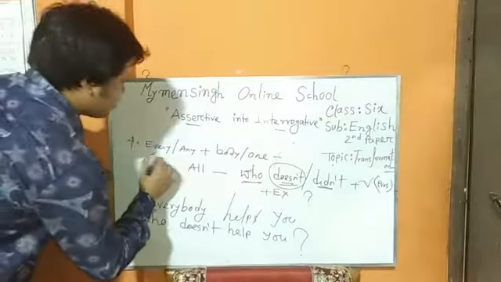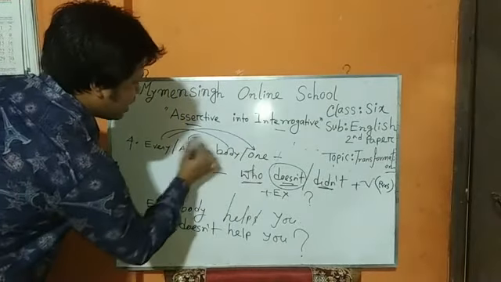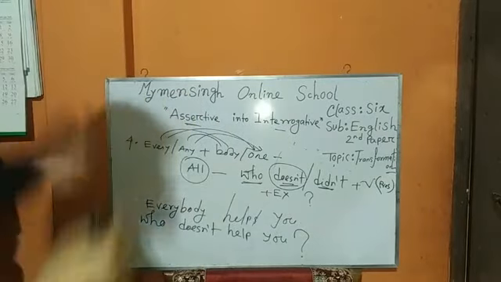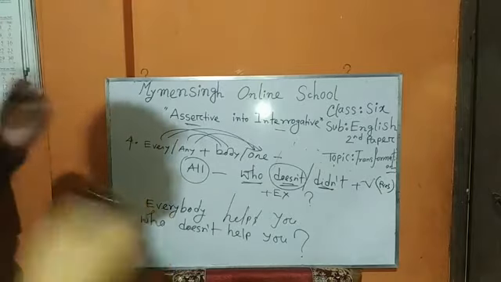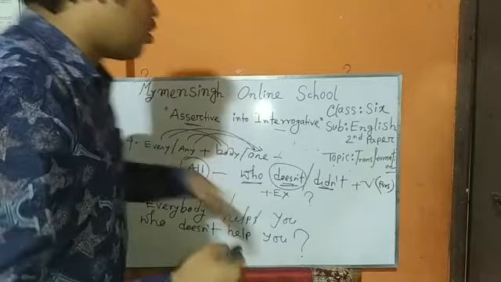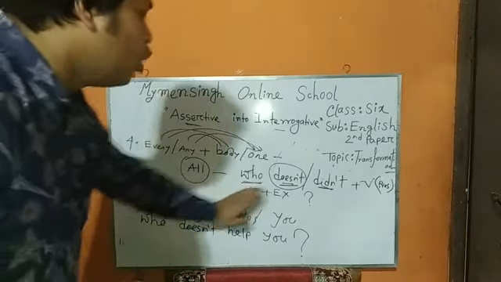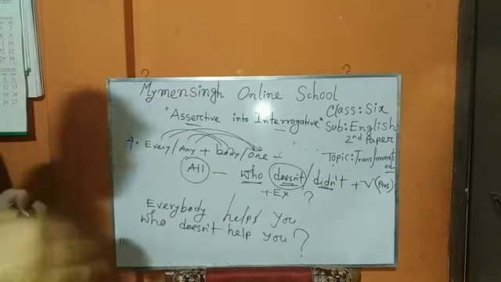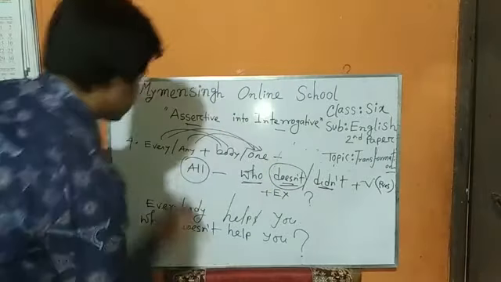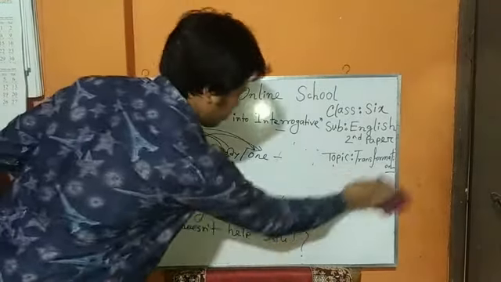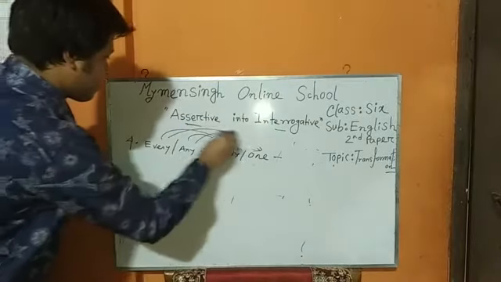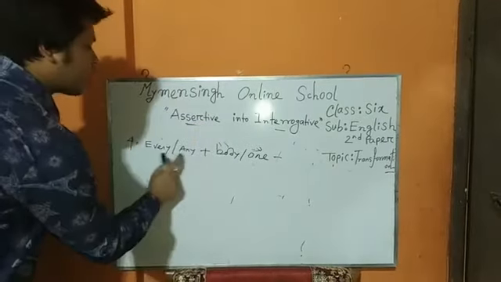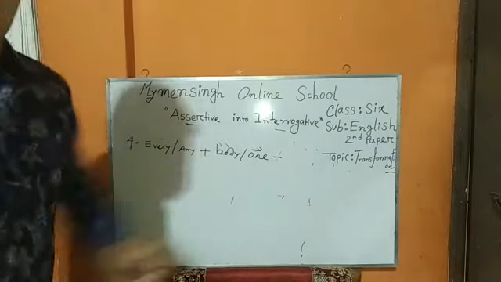That means everybody, everyone, anybody, anyone, all. If you find such a word at the beginning of any assertive sentence, then you have to change it into interrogative, or you have to replace this word by who doesn't or didn't, just according to tense. I think you have understood. Okay, now we are going to another rule.